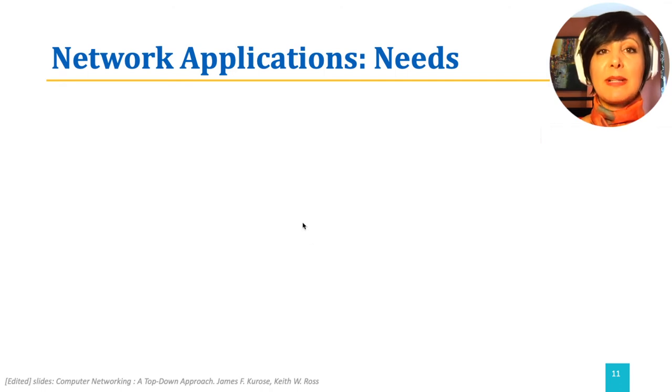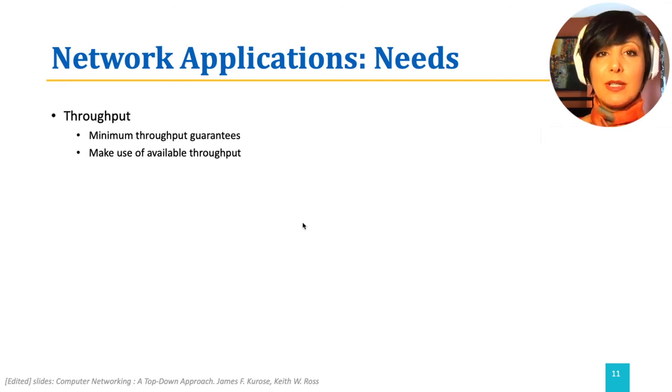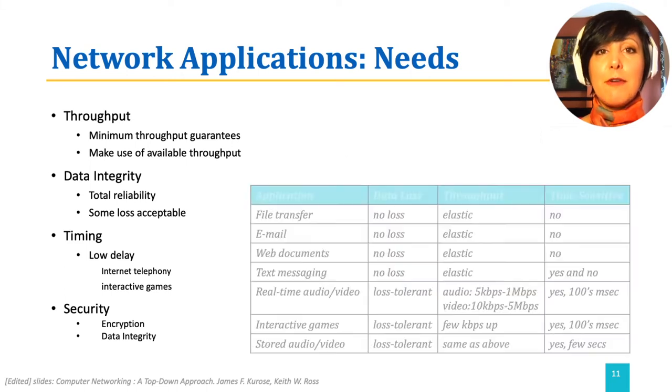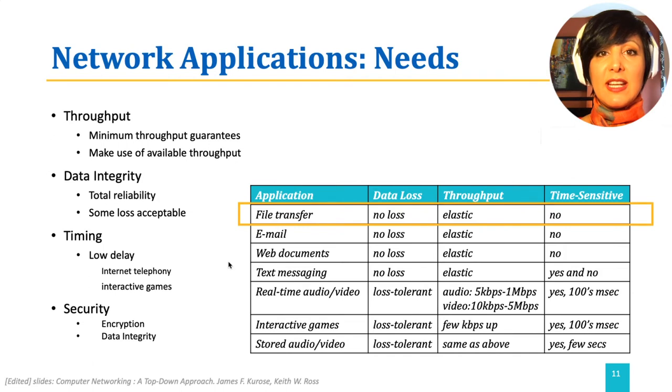We categorize application needs into throughput, data integrity, timing, and security needs. Providing these services through the transport layer to the application layer for applications needing them is possible. For example, file transfer needs the guarantee that there will be no loss in its data transfer. When you receive a file, you want to know you have received the file completely and correctly. That is, there is no data loss and data integrity is guaranteed.